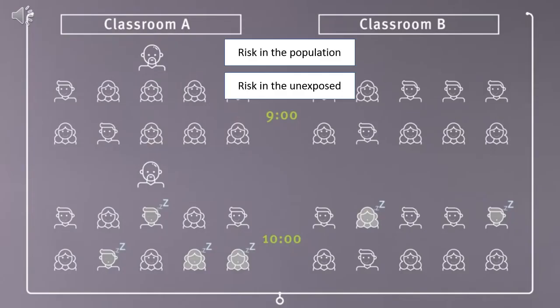To calculate the population attributable risk percent, we need to know two numbers, risk in the population and risk in the unexposed. The risk in the population would be 6 new cases in the whole population, out of 20, because there are 20 students in the whole population. It equals 0.3. The risk in the unexposed would be 2 new cases in the unexposed group, out of 10, because the population of one classroom is 10 students. So it equals 0.2.